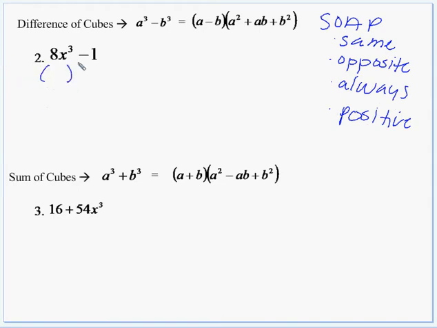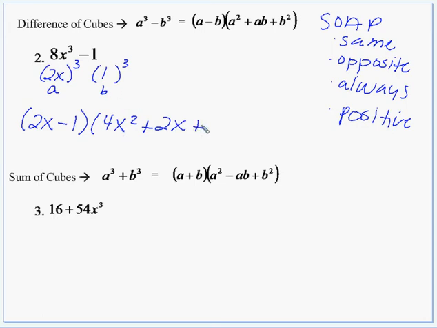So we once again ask ourselves, what do we cube to get to 8x cubed? A 2x. Then what do we cube to get to 1? Which is 1. So then this is our A, this is our B. So now we're going to say A, same sign. Since it's a negative, it's a minus. Then our B. Then we're going to do A squared. So 2x squared is going to give you a 4x squared. Make sure you square that first term. Now the opposite sign, so we have a negative, now it's a positive. Then we're going to multiply A and B, which gives us a 2x. Always positive, B squared is 1. And here's your answer.